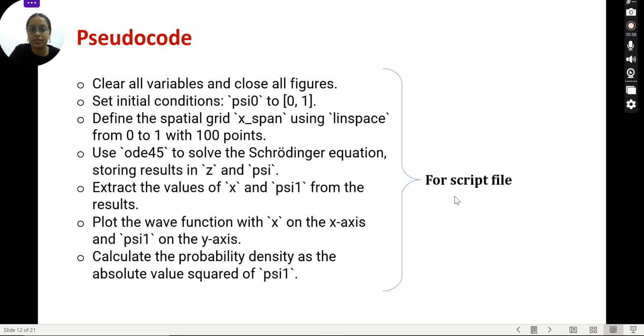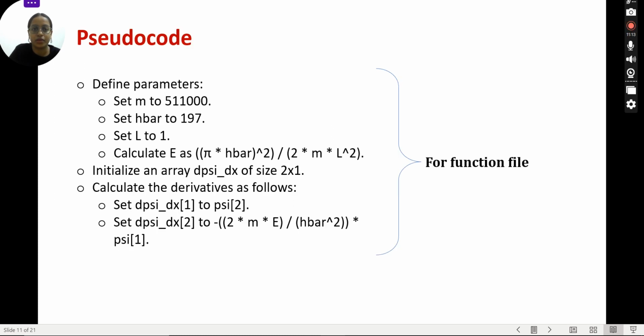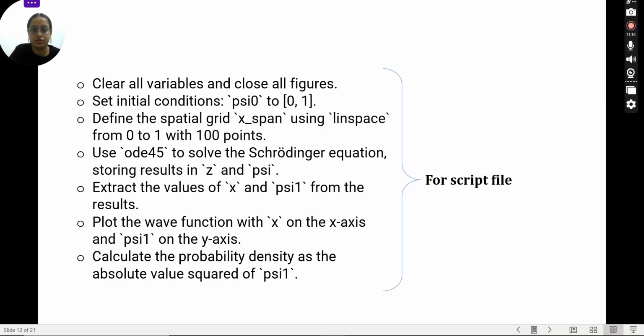After that, in the script file, we will first give the initial conditions, because to solve a second order differential equation, initial conditions are required to get the final solution. Then I will define the x-axis, etc. After that, I have used ODE45. This ODE45 function is a MATLAB inbuilt function which will solve our differential equations, by calling our previous function file. I will call this function file and then solve the differential equations.